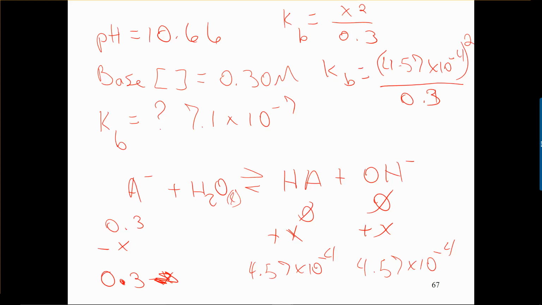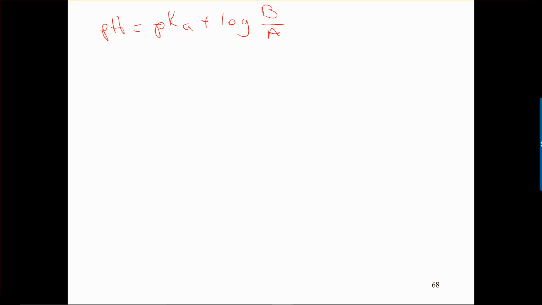Okay, now with buffers we're going to use the Henderson-Hasselbalch equation. pH equals the pKa plus the log of the base over the acid. So this is the Henderson-Hasselbalch equation, and the base and acid are in concentration units, molarity.